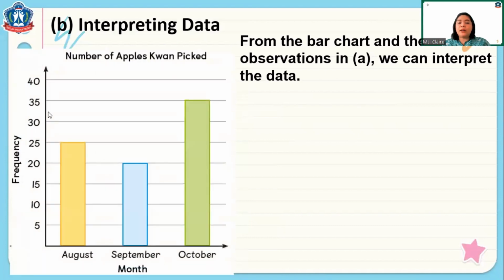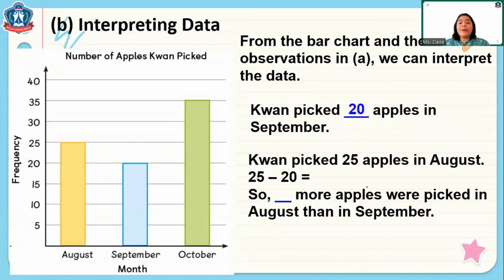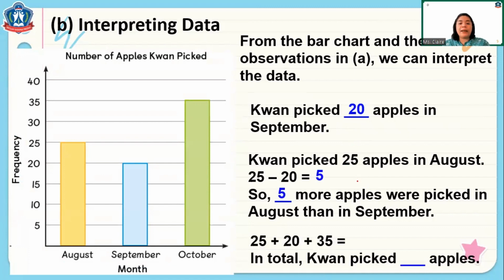Interpreting data from the bar chart and observations in A, we can interpret the data. One picked 20 apples in September. One picked 25 apples in August. So 25 minus 20 is 5. So there are 5 more apples picked in August than in September. And if we add all together, 25 plus 20 plus 35 is 80. So in total, one picked 80 apples. So this is what we call interpreting our data.